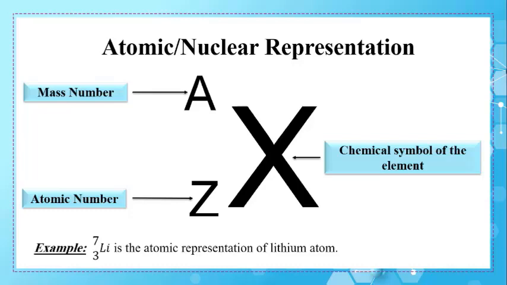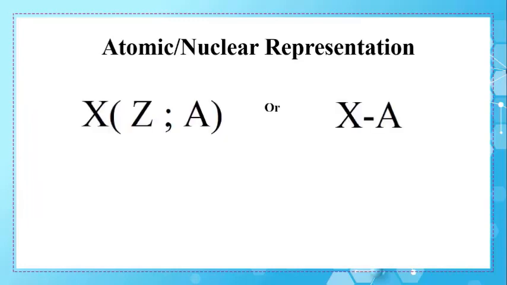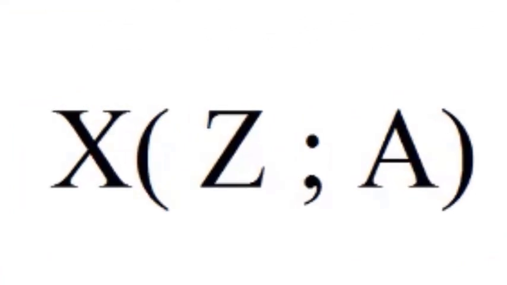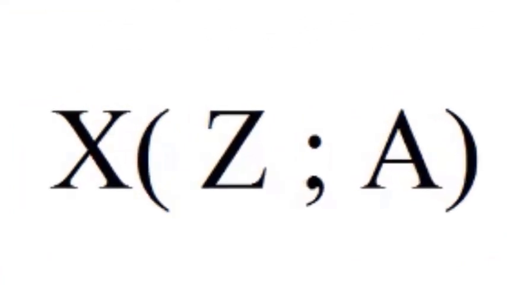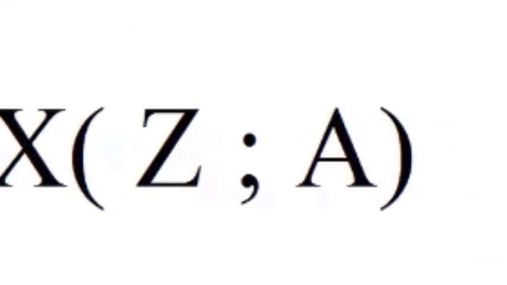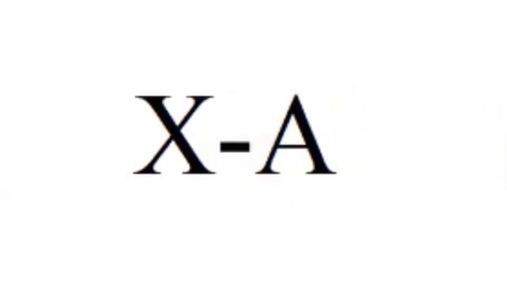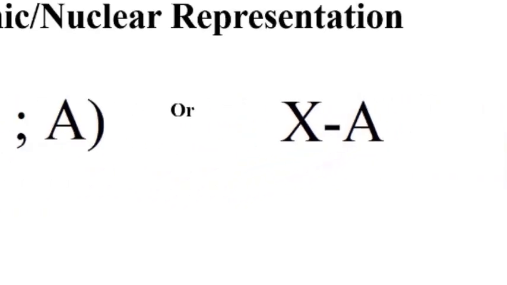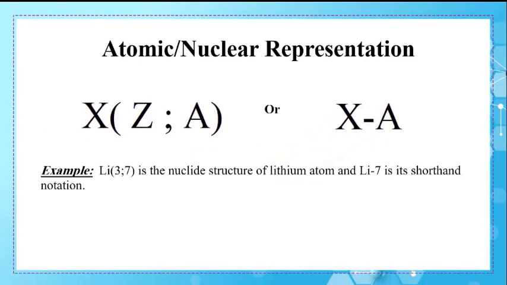Example: lithium, Li-3-7, is the atomic representation of a lithium atom. It's also known as the nuclear representation. Each nucleus is also characterized by its symbol with A and Z, and it's called a nuclide. It could also be written as X-A, and this is called the shorthand notation. Example: Li-3-7 is the nuclide structure of a lithium atom, and Li of mass number 7 is its shorthand notation.